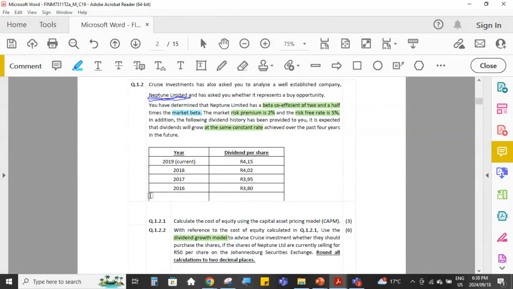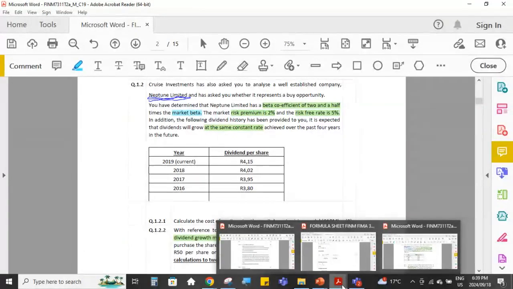In addition, they've given us the dividend history for the last 4 years for Neptune Limited. It is expected that the dividends will grow at the same constant rate as this growth rate in the future. That tells us we must use the constant, stable growth rate formula. It's 3 marks, so that means in 3 minutes we've got to calculate the cost of equity using the CAPM model.